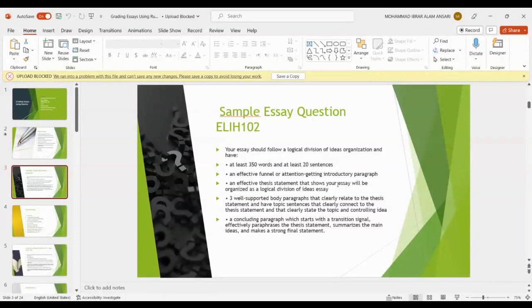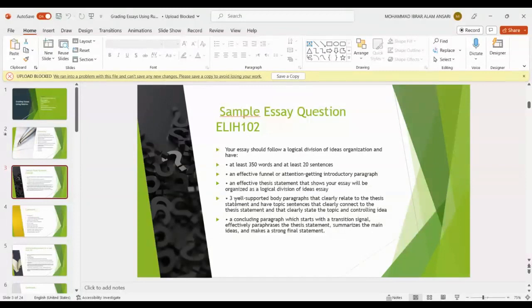An effective thesis statement that shows your essay will be organized as logical division of ideas. So the introduction should have a funnel introduction, and then it should end with the thesis statement. Now we move to body paragraphs. Three well-supported body paragraphs that clearly relate to the thesis statement. So they have to produce three well-developed body paragraphs that are related to what they have said in the thesis statement.